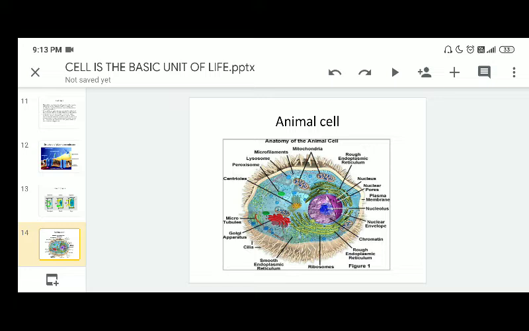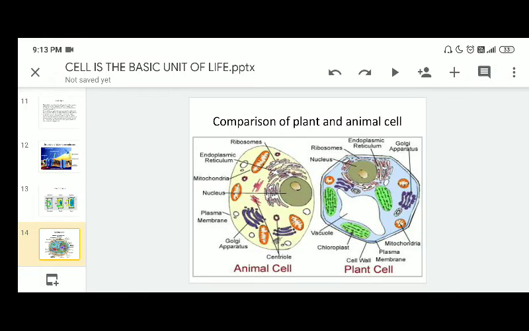This slide shows a typical animal cell, different parts shown. You can practice this diagram and learn the labelings. This slide shows the comparison of plant and animal cell. You can well locate the differences and note it in your notebook.